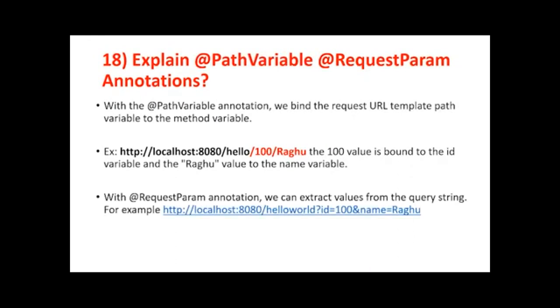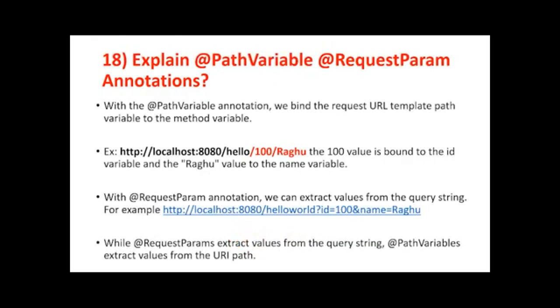Coming to request param, it is actually called a query string, and starts from the question mark symbol. Key is equal to value. You can send in any order and that's read by using @RequestParam. So in a simple point, request param extracts the data from the query string, whereas path variable extracts the data from the URI path.